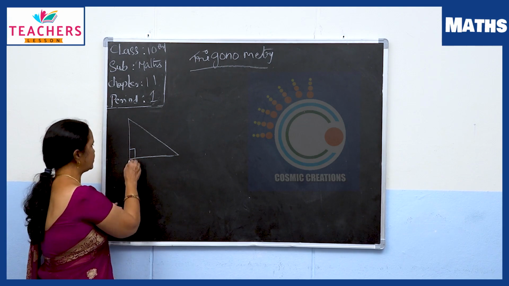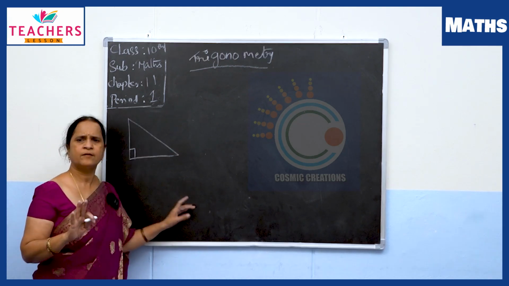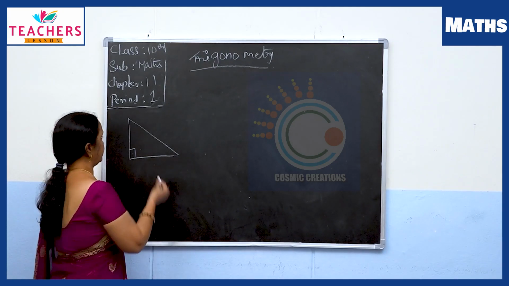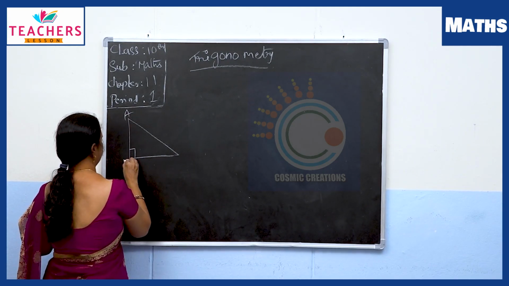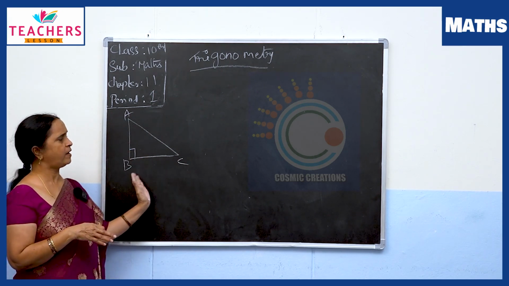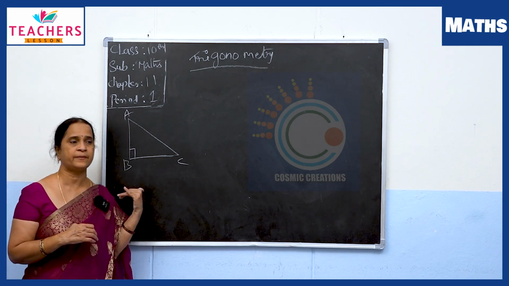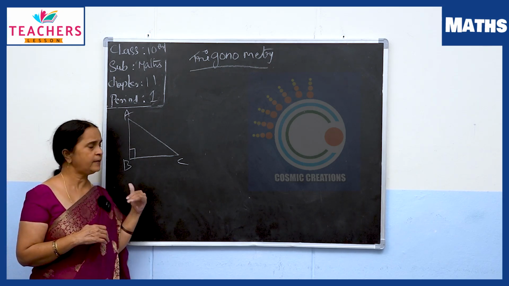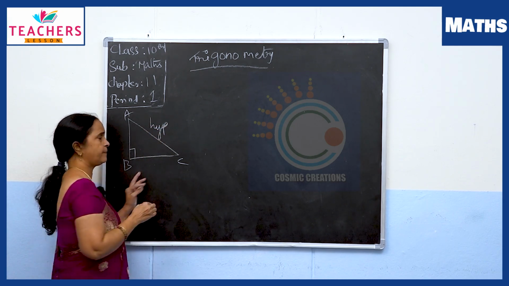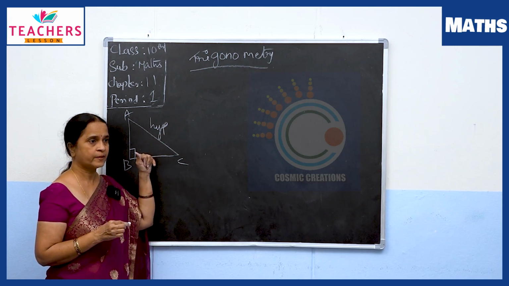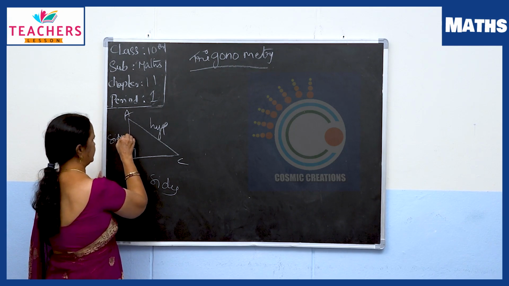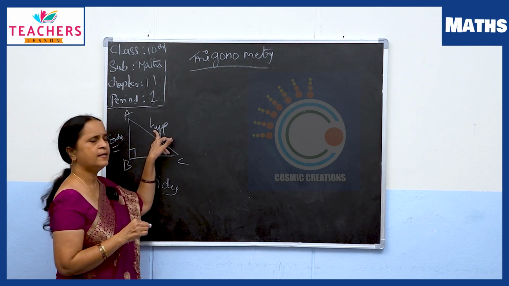Here, one angle is known already. Just two remain, isn't it? And I want to ask one thing: in this triangle ABC, what is AC? What is BC? What is AB? Sides. But in a right angle triangle, we call this the hypotenuse. These both are sides, this is another side, and this is the hypotenuse.